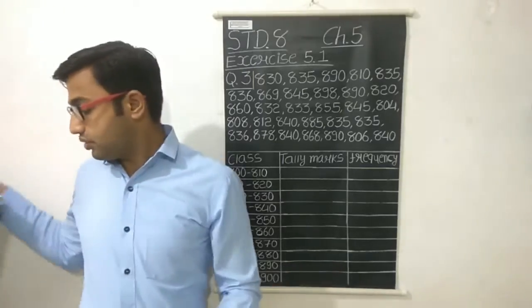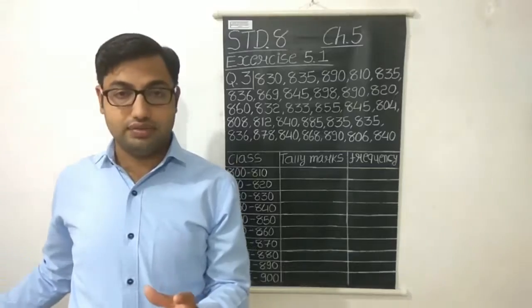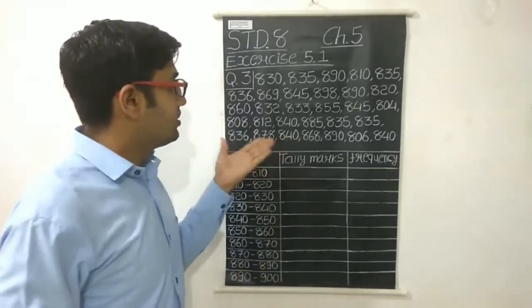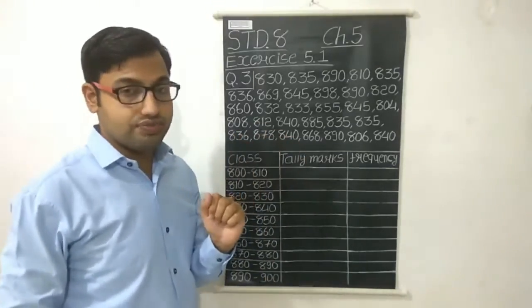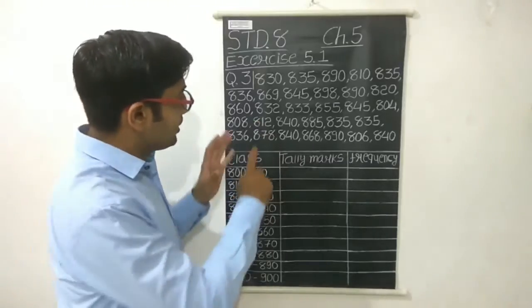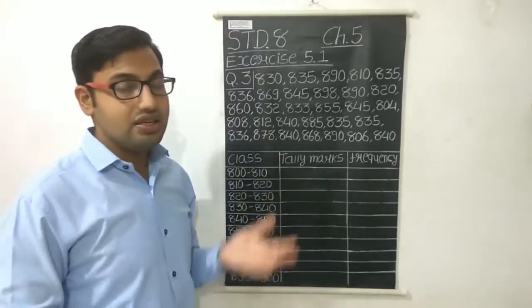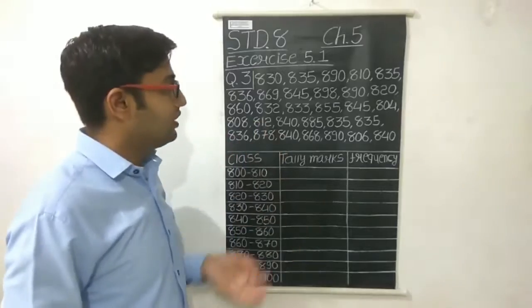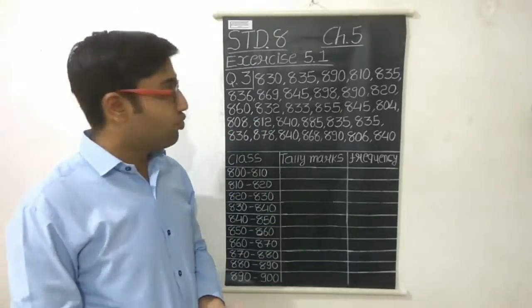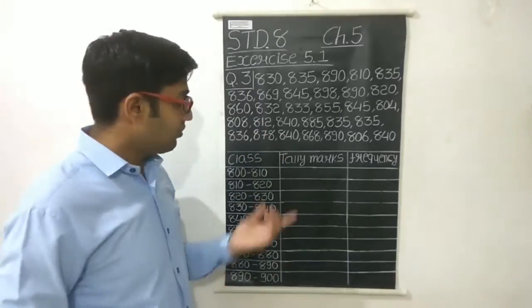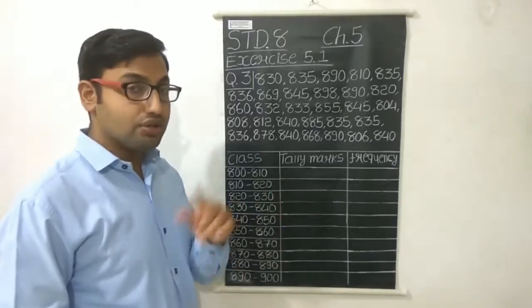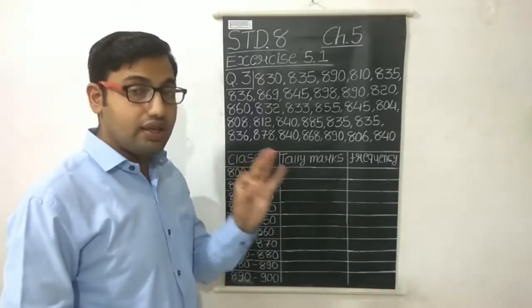So here in this question we have been given the raw data. This is the weekly wages of the workers. This data is not in an arranged form, that is why we call it raw data. So we have to prepare a frequency distribution table, using the class or the group.